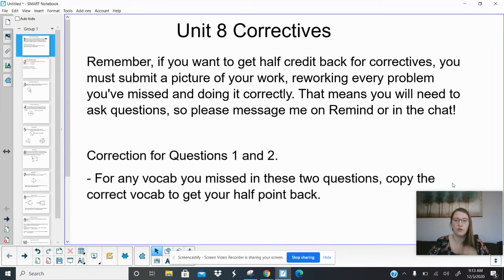Okay, so just to remind yourselves how the correctives work, guys. Again, I know some of us keep forgetting how it works. You get half credit back for everything you correct. You're going to take a picture of your work and submit it into Canvas. There's a submission for that right below the test.